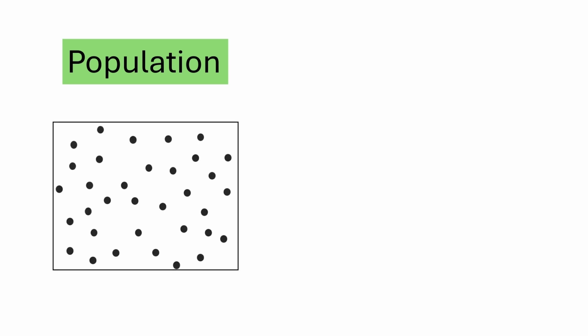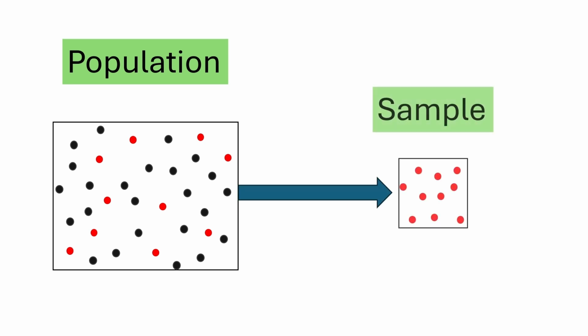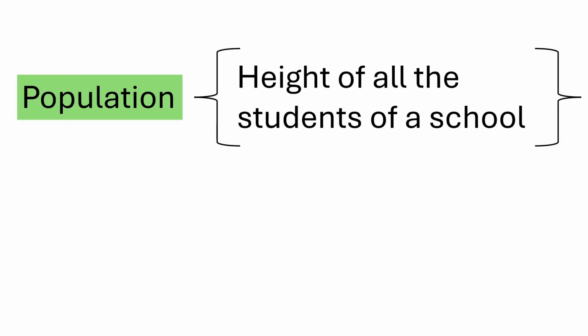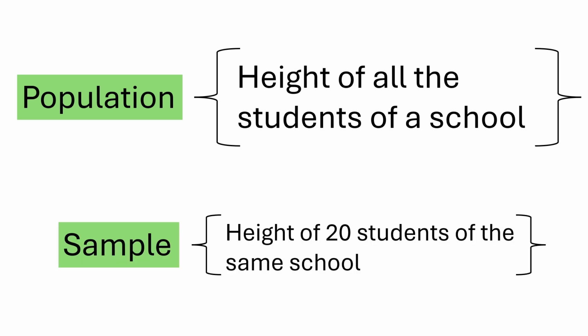Population is the entire group that we are interested in, and a sample is a subset of the population. A subset is basically a small part of something large. So some randomly selected subjects from the population are called a sample. For example, a data set containing the height of all the students of a school is a population, and a data set containing the height of 20 randomly selected students from the same school will be its sample.